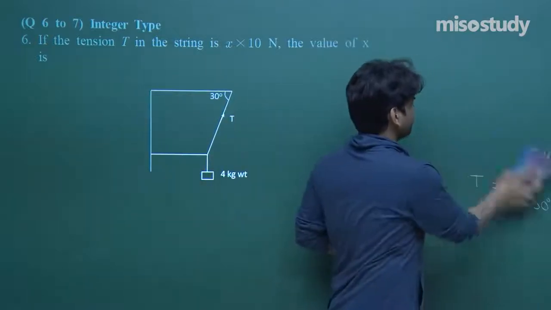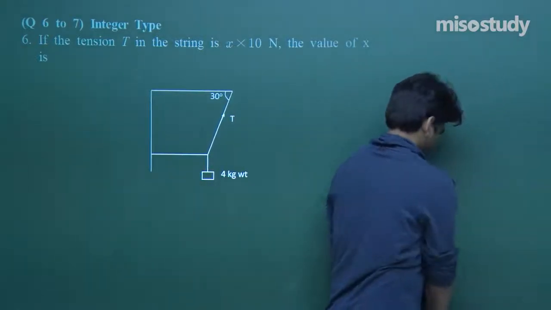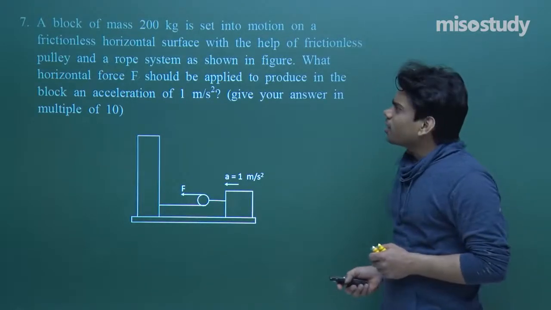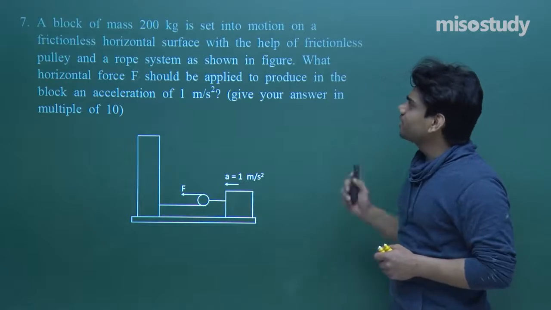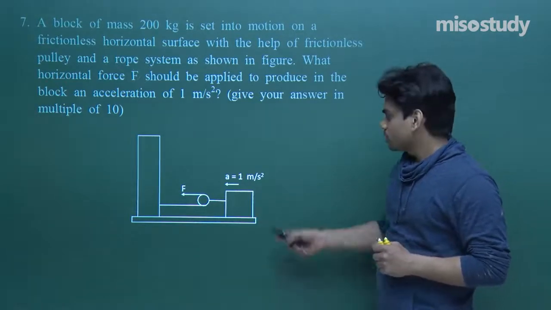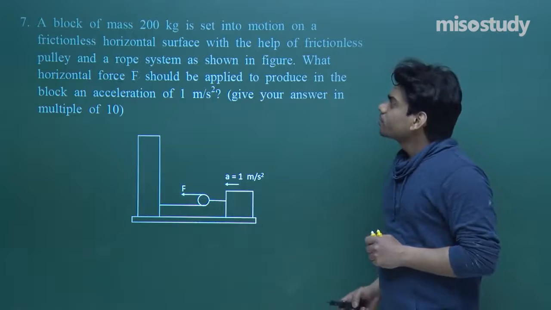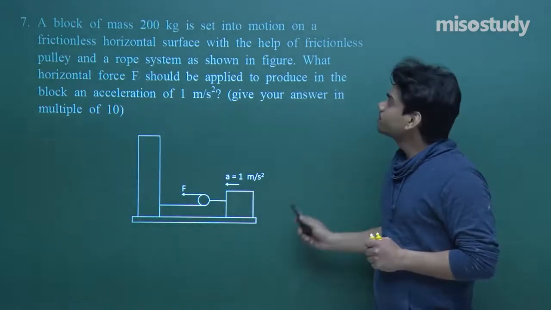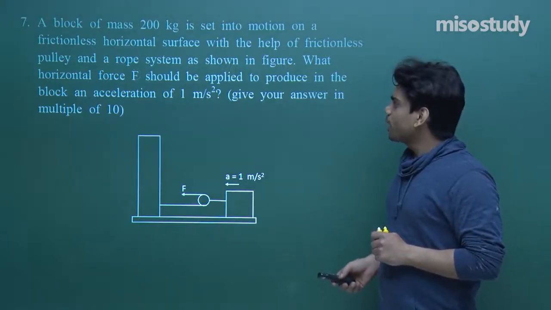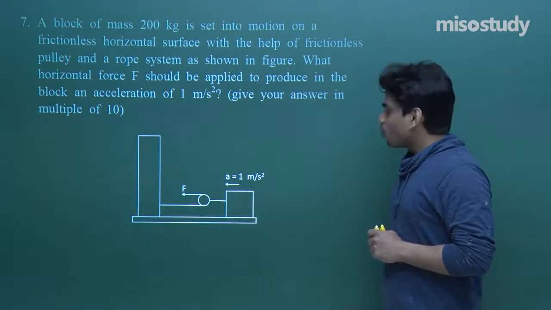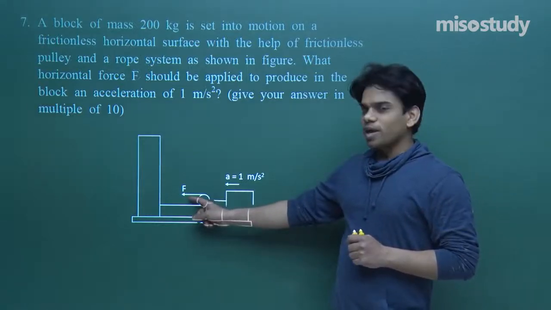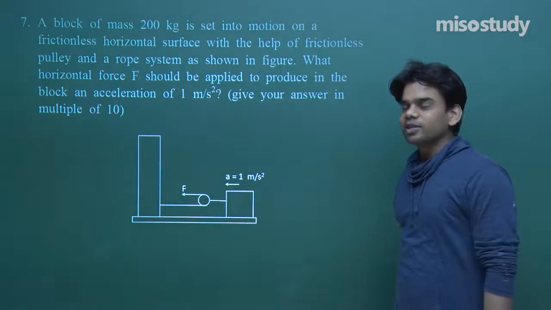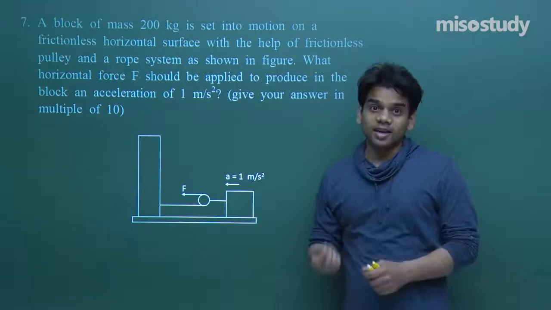With the next problem, question number 7, again it's integer type. A block of mass 200 kg is set into motion on a frictionless horizontal surface with the help of a frictionless pulley and a rope system as shown. What horizontal force F should be applied to produce in the block an acceleration of 1 meter per square second? Give your answer in multiples of 10. Such things can also be given so that you get the answer as an integer.